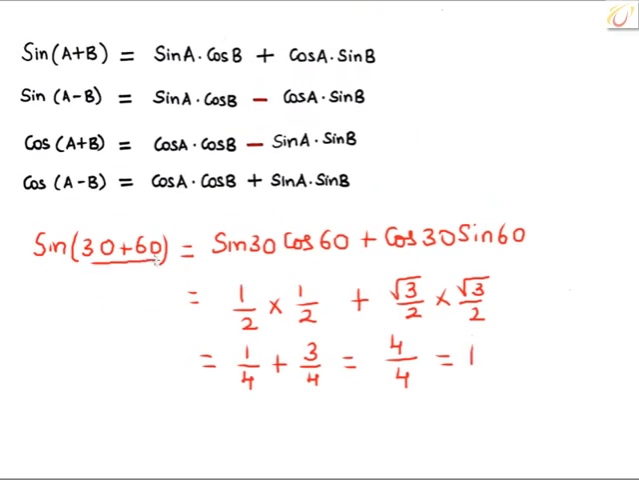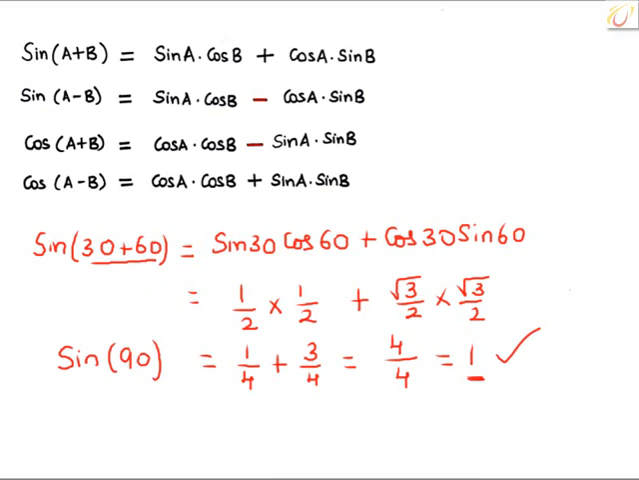If you look at what we have here, we have sin 30 plus 60. So what is 30 plus 60? 30 plus 60 is 90. What is the value of sin 90? Sin 90 is 1. So our formula is correct.